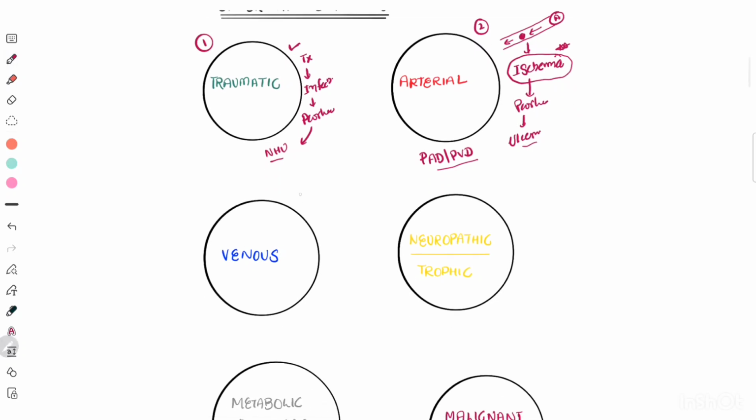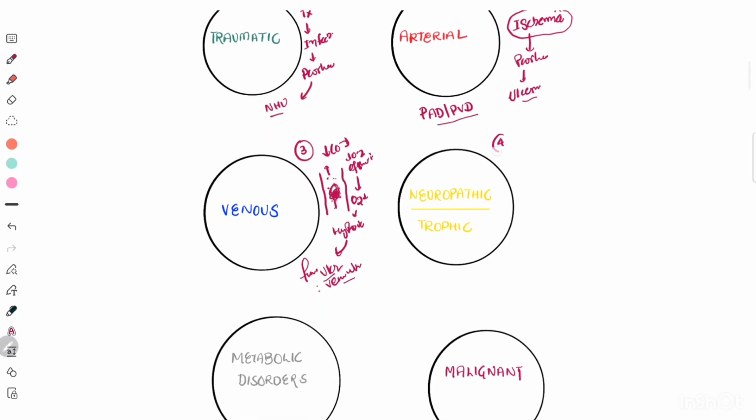The third cause can be a venous ulcer. In venous ulcer, what happens? There is dilatation of veins and there is blood pooling in the veins, which leads to decrease in cardiac output, decrease in oxygenation of blood in lungs, and finally due to the stagnation of blood here there will be less oxygen supply, leads to hypoxia and formation of ulcer. This is venous ulcer. So this is the third cause.